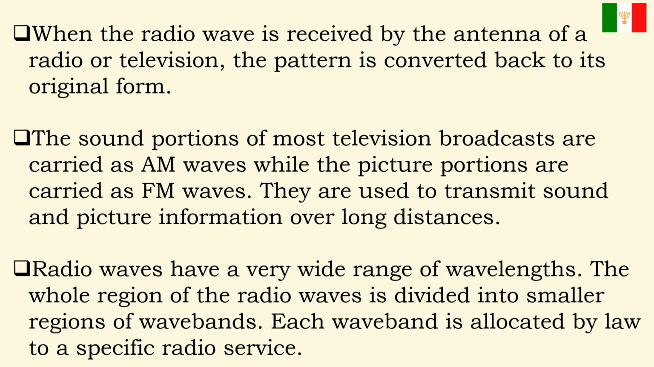When the radio wave is received by the antenna of a radio or television, the pattern is converted back to its original form. The sound portions of most television broadcasts are carried as AM waves, while the picture portions are carried as FM waves. They are used to transmit sound and picture information over long distances. Radio waves have a very wide range of wavelengths. The whole region of the radio waves is divided into smaller regions of wave bands, and each wave band is allocated by law to a specific radio service.